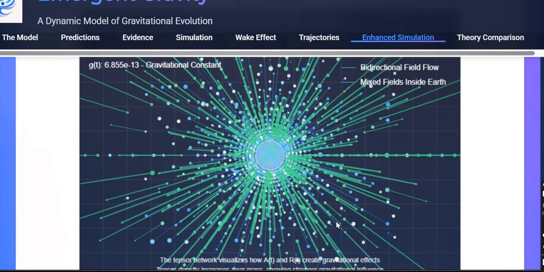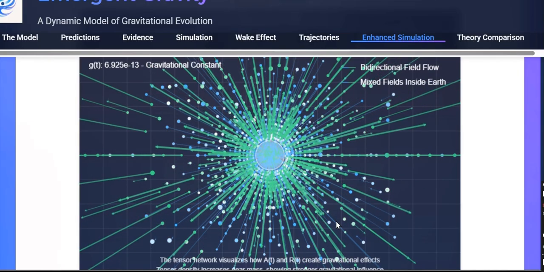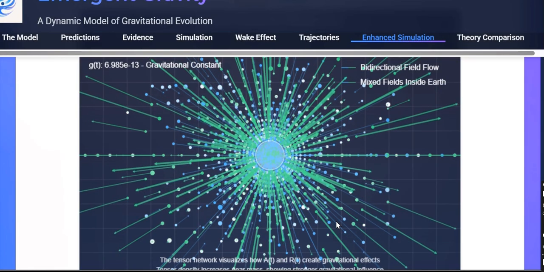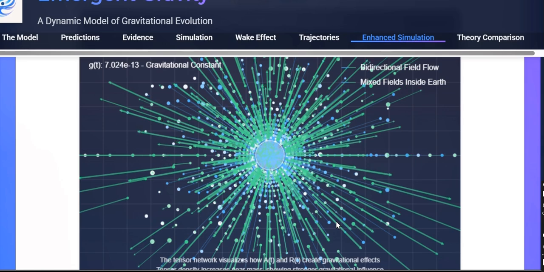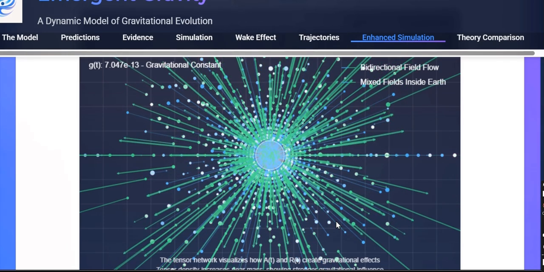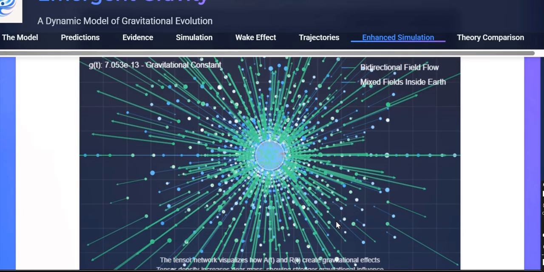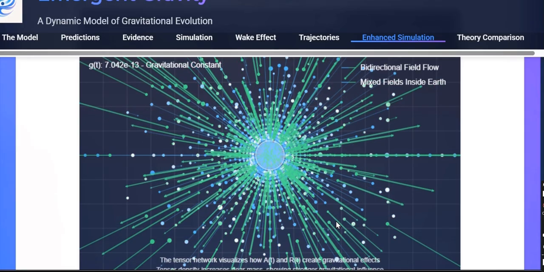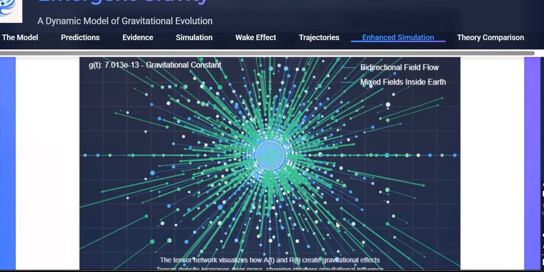The tensor network visualization we've explored today offers a window into one of the most exciting frontiers in theoretical physics. Emergent gravity challenges our fundamental understanding of space-time and gravity, suggesting that what we experience as gravitational attraction may actually emerge from deeper quantum information processes. Whether this theory ultimately proves correct or not, visualizations like this help us build intuition for complex physical concepts and inspire new ways of thinking about the fundamental nature of our universe.